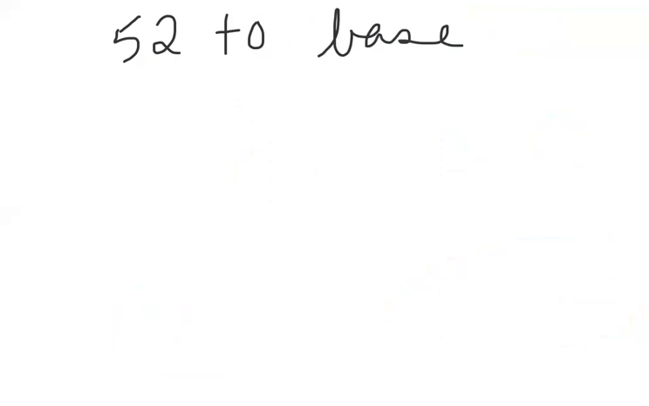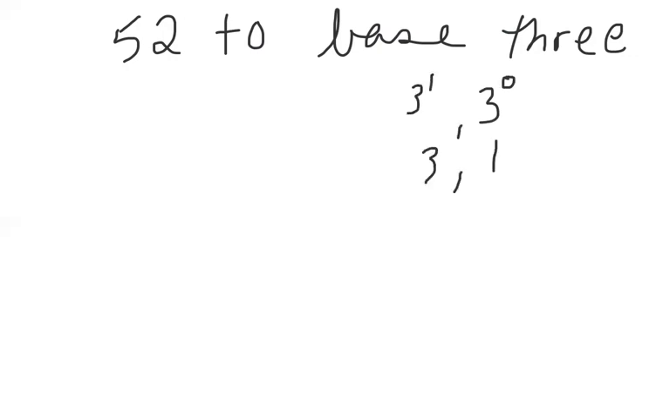All right. So this time we're going to do 52 to base 3 again. All right, guys. So the long way, we're going to write out the place values. 3 to the 0 is 1. 3 to the first is 3. 3 to the second is 9. 3 to the third is 27. We can't go to the next one because it's going to be greater than 52. So we're going to stop here.